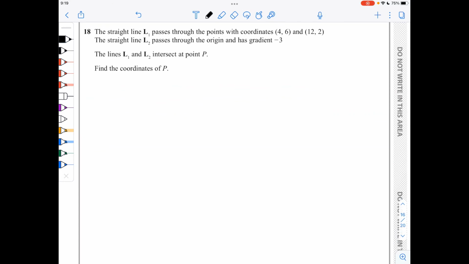18, the straight line L1 passes through the points (4, 6) and (12, 2). The straight line L2 passes through the origin and has a gradient of negative 3. We need to find the coordinates of the point of intersection of the two lines. So I will start with L1. The gradient is y2 minus y1 over x2 minus x1, and this is equal to minus a half. So the equation is y is minus a half x plus c.